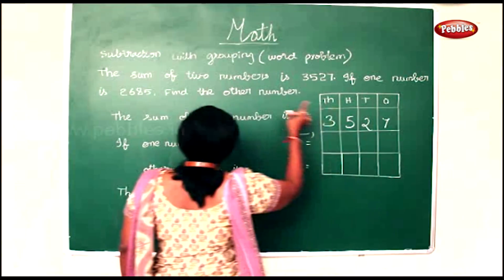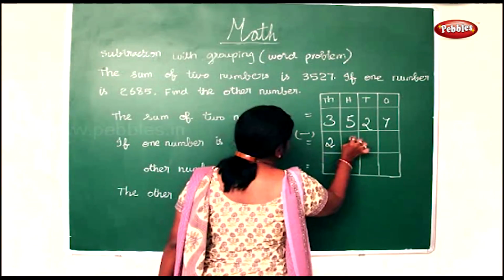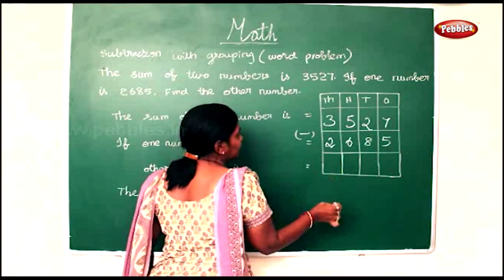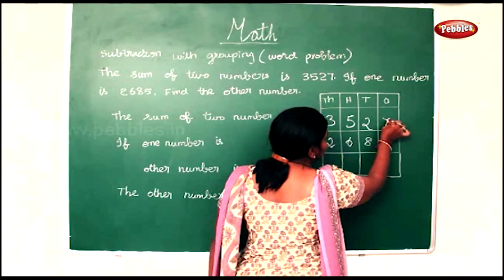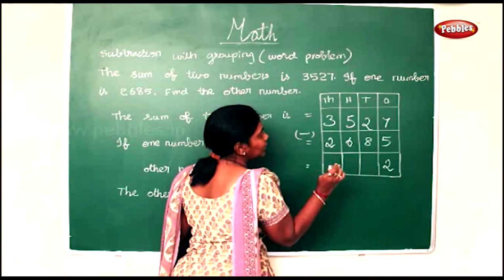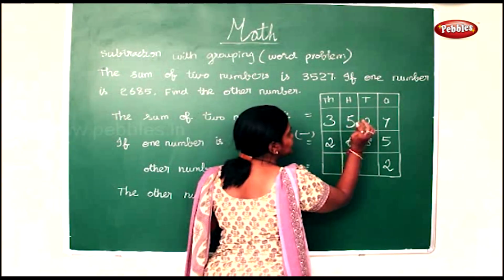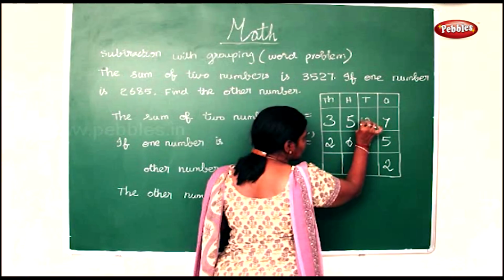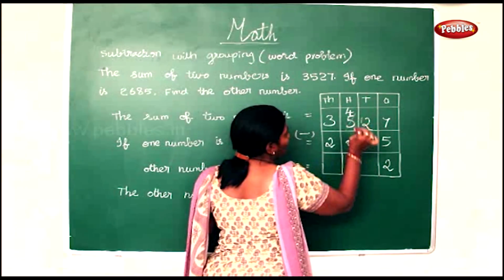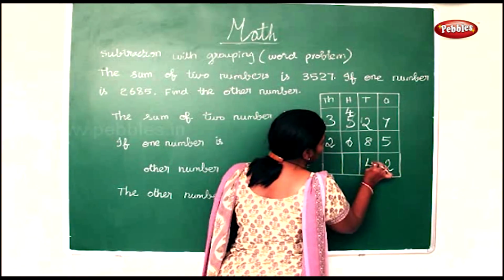The sum of two numbers is how much? 3527. One number is already given to you. The given number is 2685. Now we have to find the other number. So 7 take away 5 is 2. Here 2 is a small number. So we will borrow 1 from the hundreds place. So this becomes 12 and this becomes 4. So 12 take away 8 is 4.